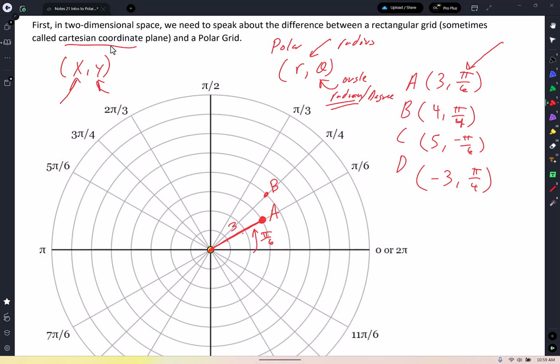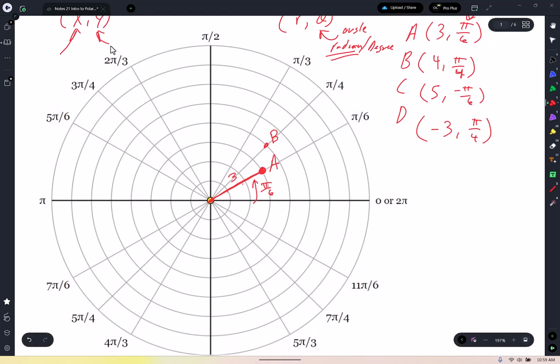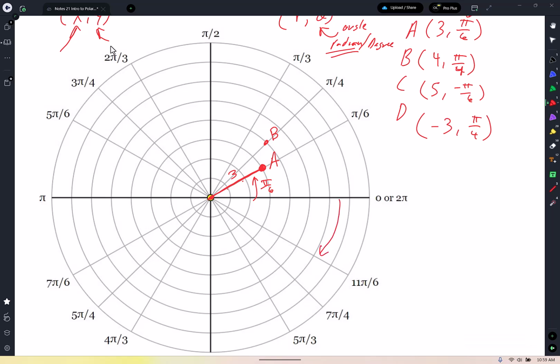Negative pi over 6. Well, negative pi over 6 would have been in quadrant 4. I know it doesn't say it, but this is that angle there. That's negative pi over 6. See? So you go to negative pi over 6, and then I'm going to plot 5. 1, 2, 3, 4, 5. Boom, point. That is letter C. That's negative pi over 6 comma 5. Are we okay so far?